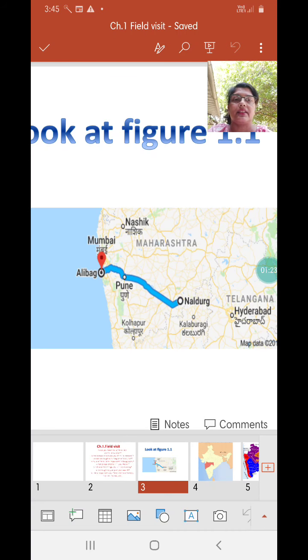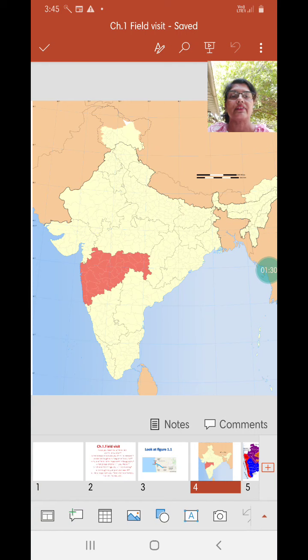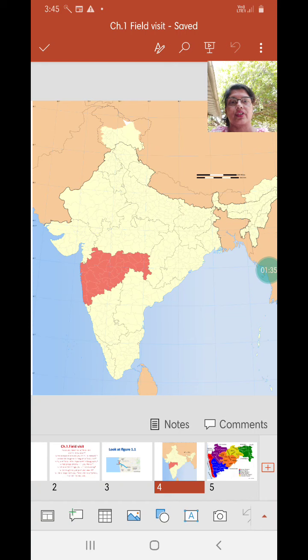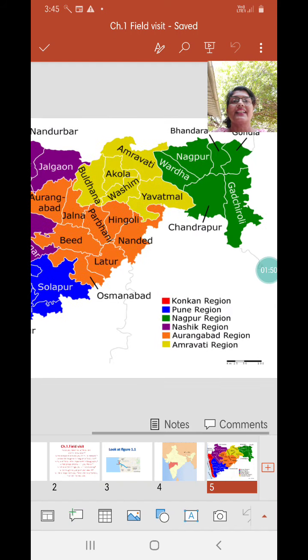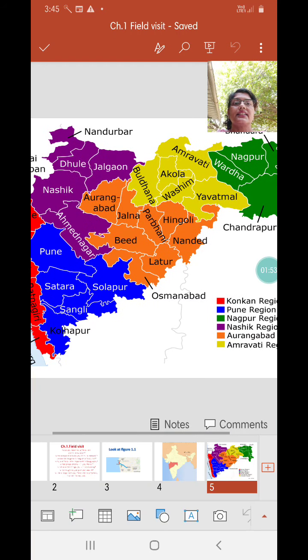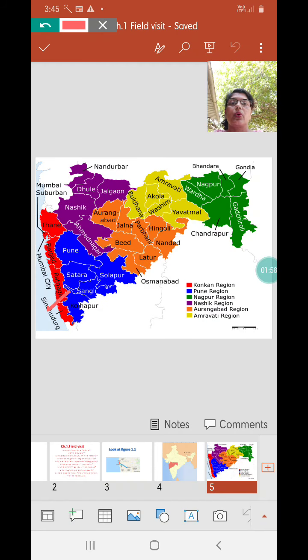Before we proceed with the actual journey, let me give you a little glimpse of where this entire field visit is happening. It is happening in the state of Maharashtra. We have 28 states, and Maharashtra is the third largest state area-wise and the second largest state population-wise. For administrative reasons, Maharashtra is divided into 6 major divisions. These are the Konkan division, which you see in red.